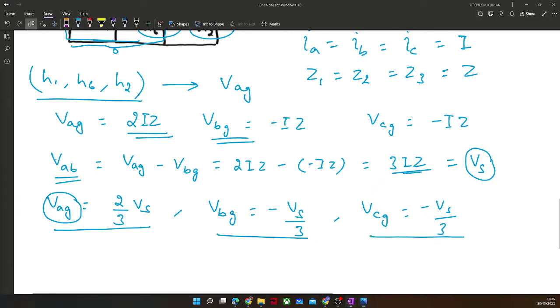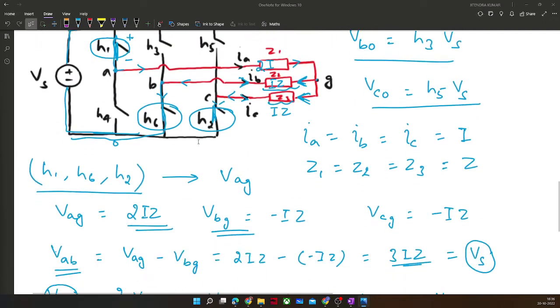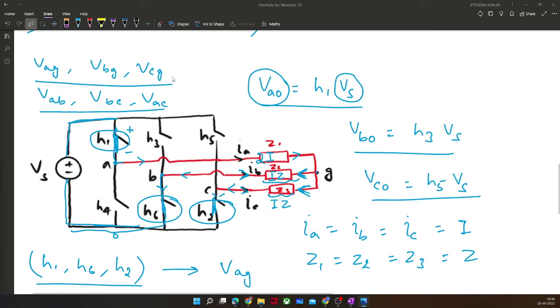Now we want to go ahead and compute all the values of voltages in line and phase with all the harmonic components. We told you VA0 is equal to H1 into Vs, right? I told you here VA0 is equal to H1 into Vs. Now VA0, can I write it in that manner? VAG plus VG0.